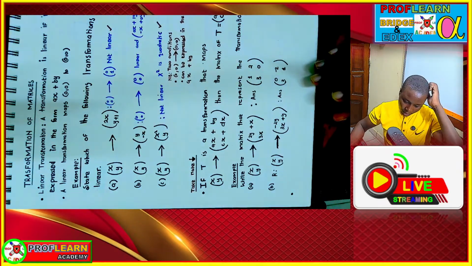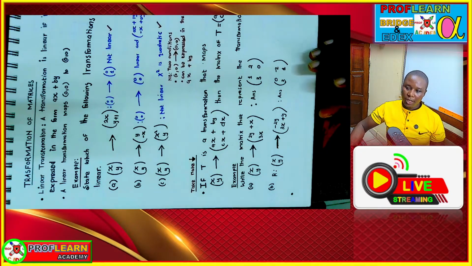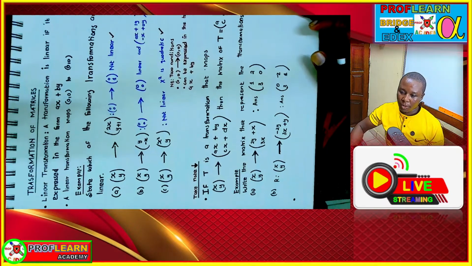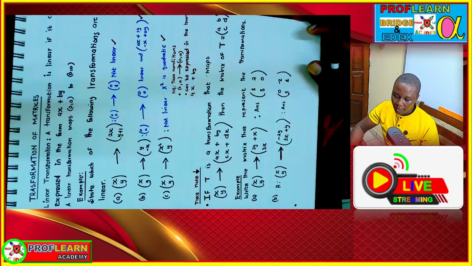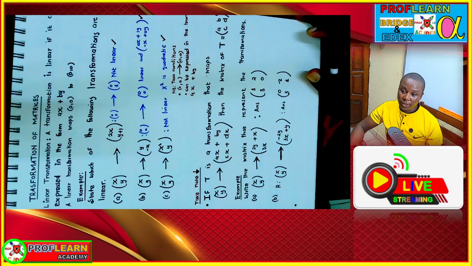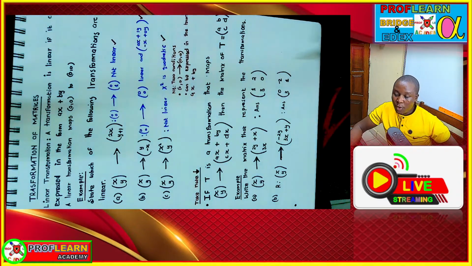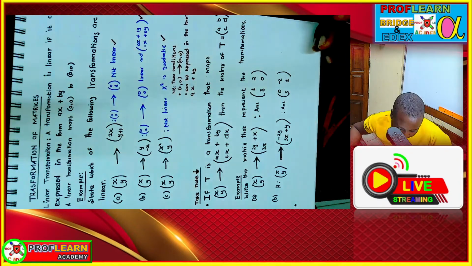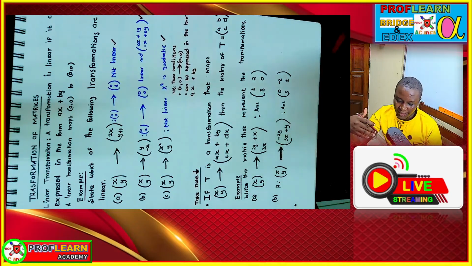Now the next part we are going to look at is the transformation of matrices, because matrices can be used to transform different kinds of geometric shapes. So in A-level math, you need to understand linear transformation. What do we mean by linear transformation, and how can you identify that a transformation is linear? There are key areas that you need to remember.